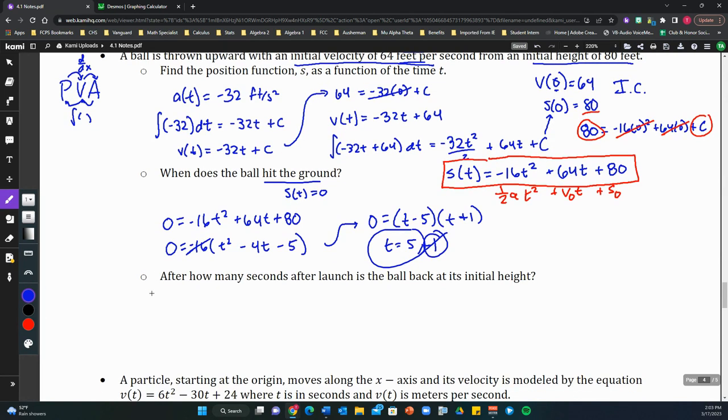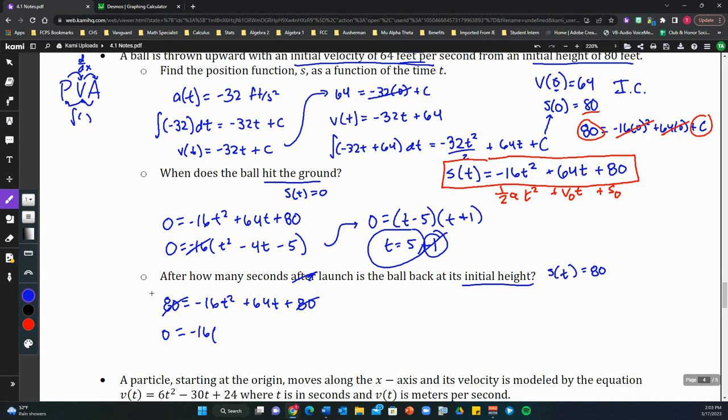Okay, then we could answer: after how many seconds after the launch is the ball back at its initial height? Well, its initial height was 80, so s of t equals 80. It's just like the previous problem, we're just setting it equal to a different value and solving. So 80 equals the position function. And this time around, instead of dividing out a GCF right away, there's a common term on both sides which we can cancel out. It's like subtracting 80 from both sides.